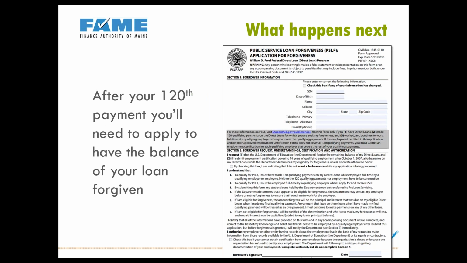After you've made your 120th payment on that glorious day, you need to ask for your loans to be forgiven. So there's a form for that. You're going to send this form with your documentation of all the payments that counted. So that's why it's important to start working on this now and start doing this every single year.